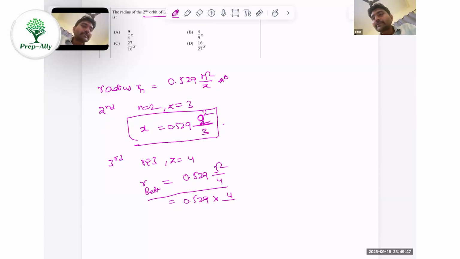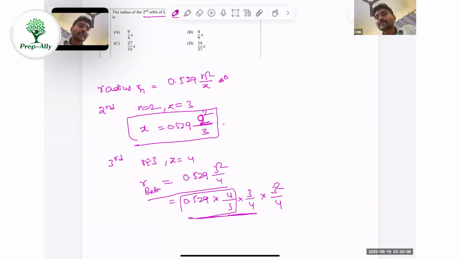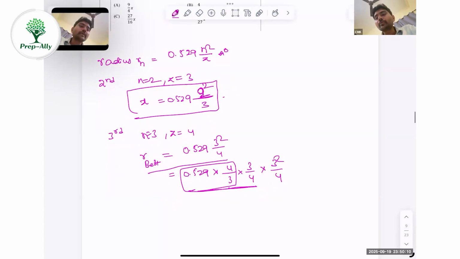So shall I write it? 4 by 3 into 3 by 4. 3 and 3 cancel, 4 and 4 cancel. So you will get the same value, only into 3 square by 4. Once again, I have just multiplied with the same value. There is no difference. Why? Because if I have this value, I can substitute x. I want to correlate both, so I just multiplied by 4 by 3 and 3 by 4. So this value I can substitute x.